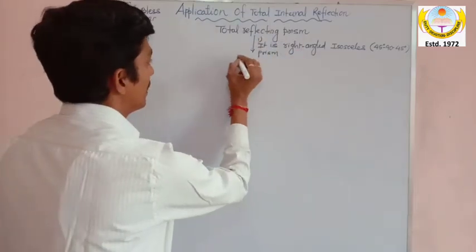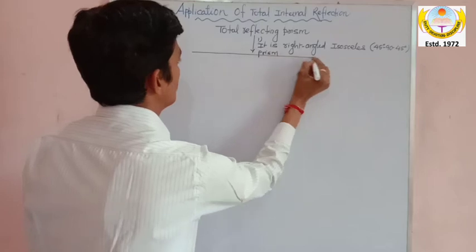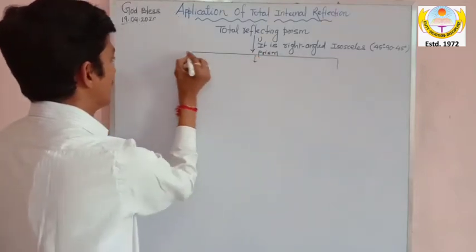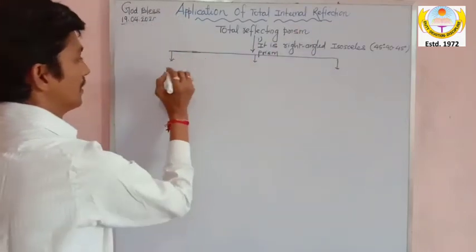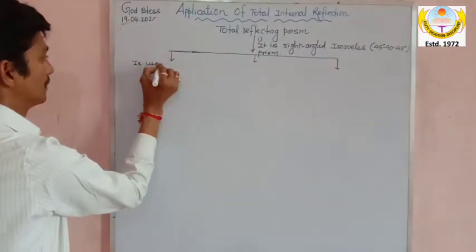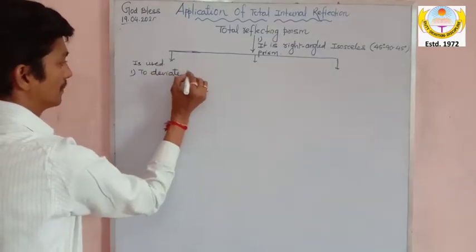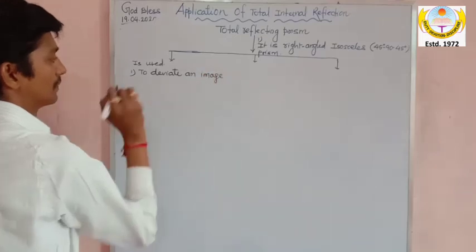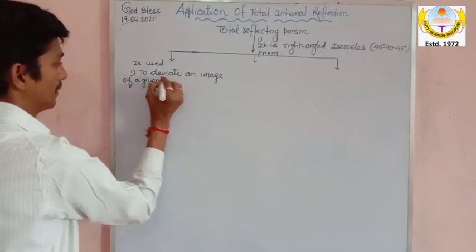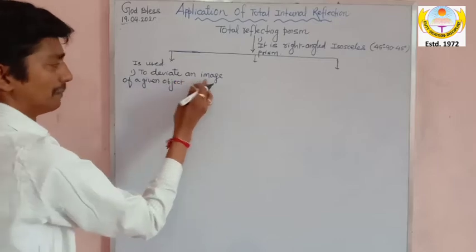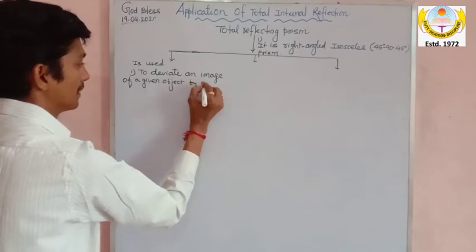Okay. Now my dear, how is it using this phenomenon? It is using this phenomenon in three ways, my dear. The total reflecting prism is used to deviate an image of a given object by 90 degrees.